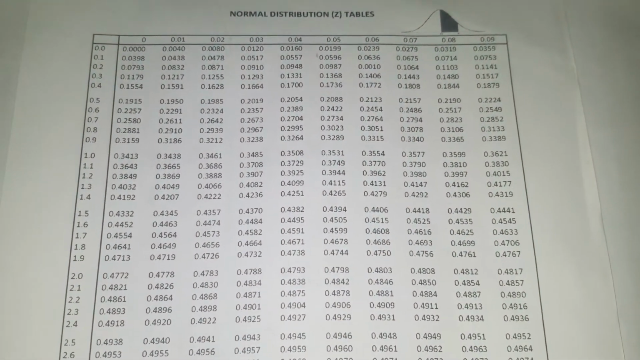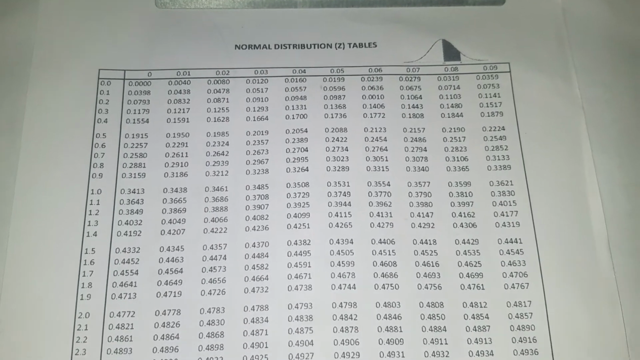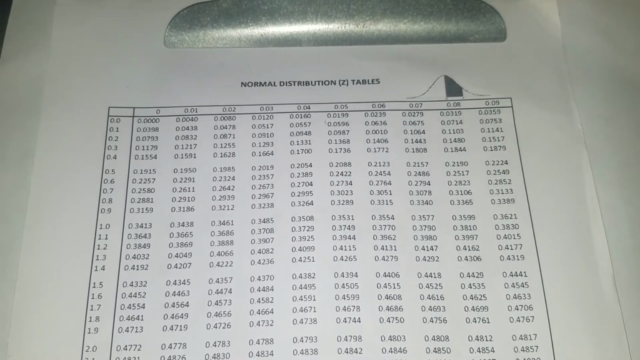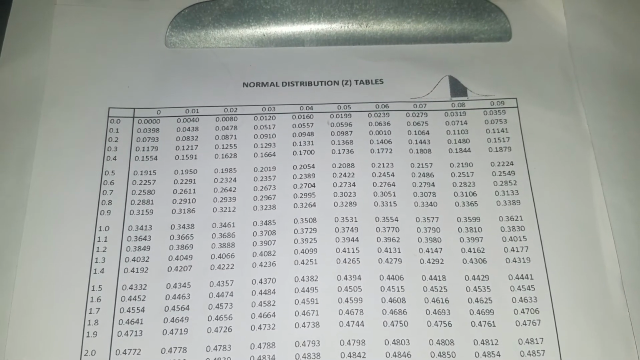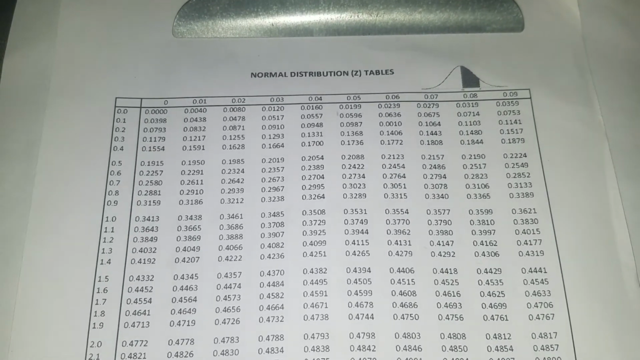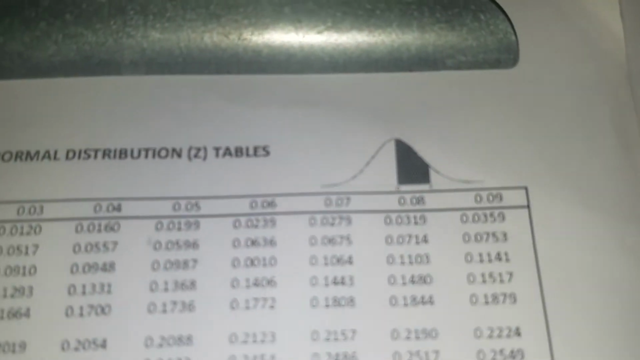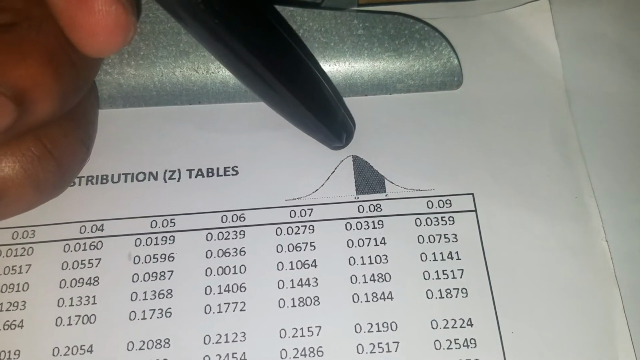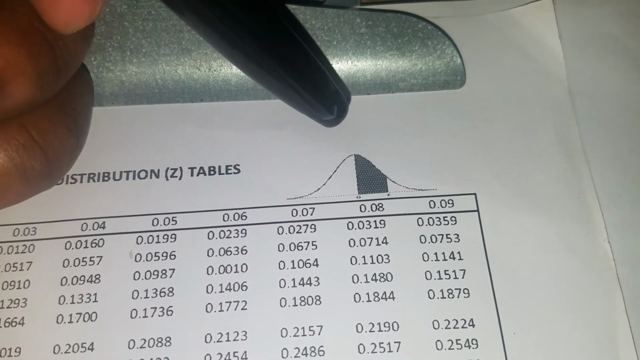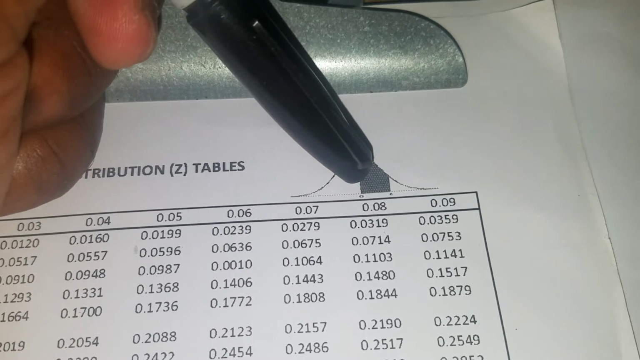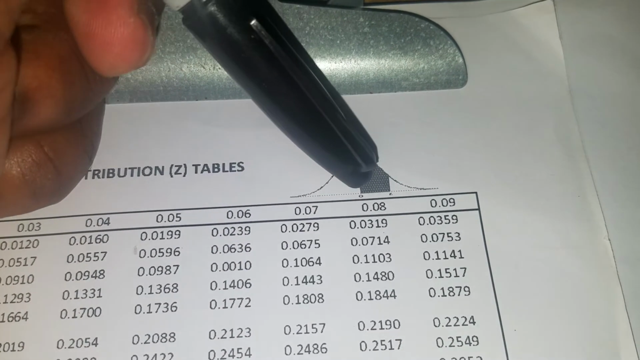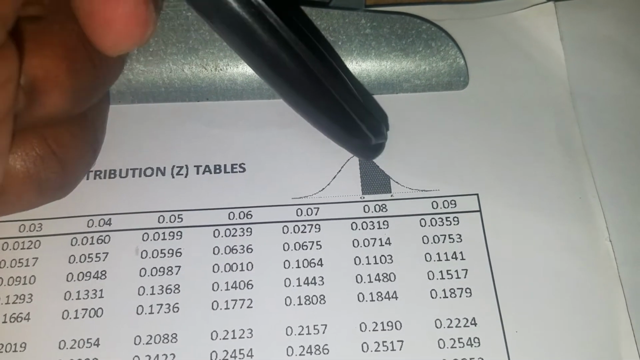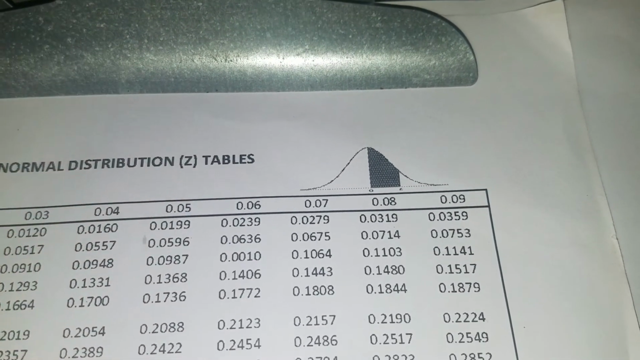In today's lesson, I'll be teaching you guys how to read the normal distribution Z table, or Z table for some of you who might pronounce it like that. Now, this is the curve of interest. Whatever probability that we read will be read from 0 to the Z score. Once more, from 0 to the Z score. That is what the shaded area represents.